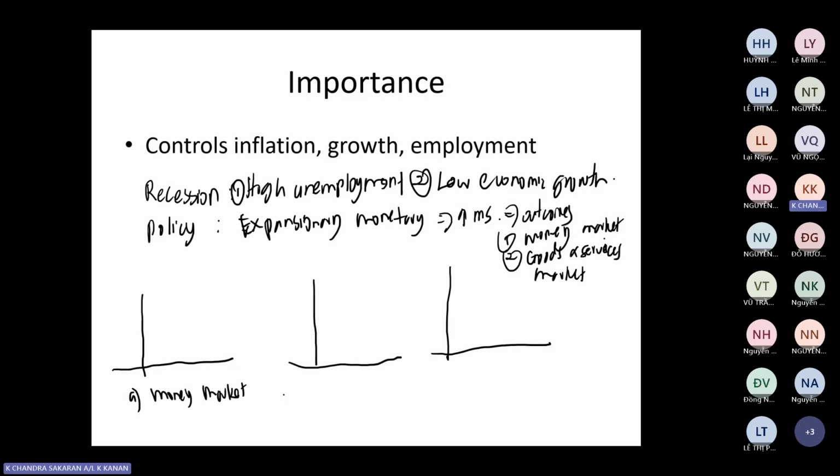This diagram, when you do your project, you can draw on your own. Take a clean piece of paper, draw it nicely, and then scan and put it in your project answer. You don't have to use a computer. If you don't know how to use a computer, you can hand draw, but draw it neatly. Okay, money market, and then you have goods and services market.